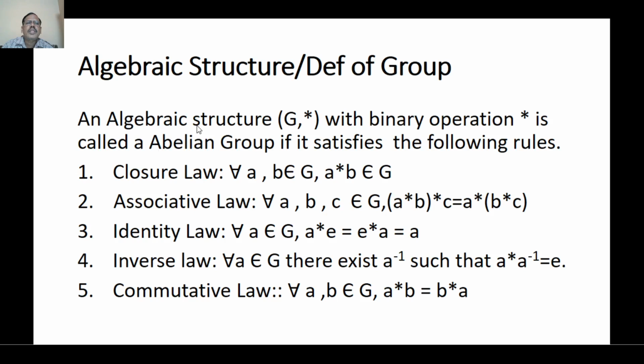So a non-empty set G with binary operation star is called an abelian group if it satisfies all the five properties. So the difference between a group and an abelian group is only the commutative property. I will give some examples to understand what is a group and what is an abelian group.